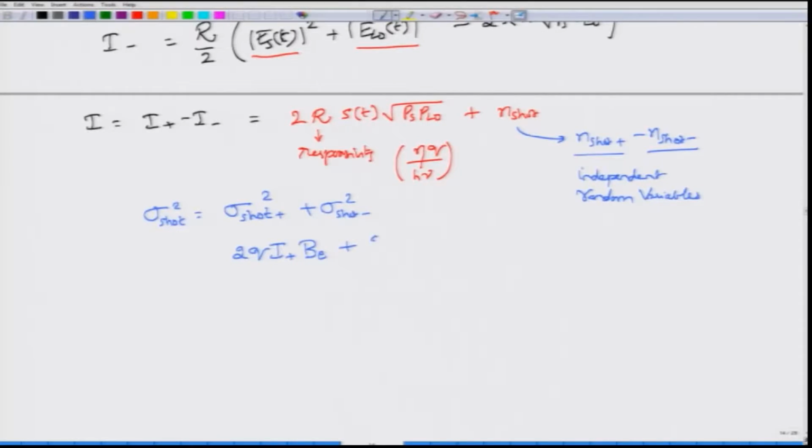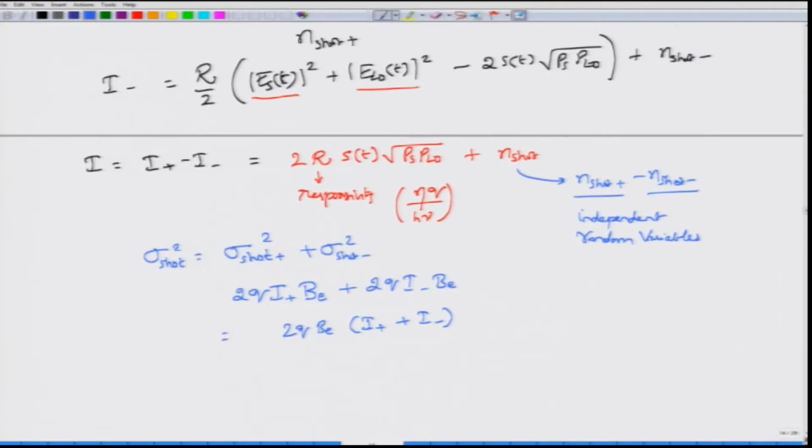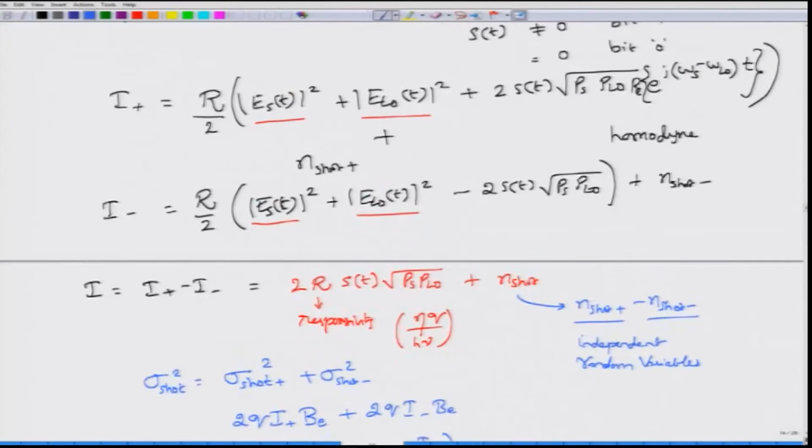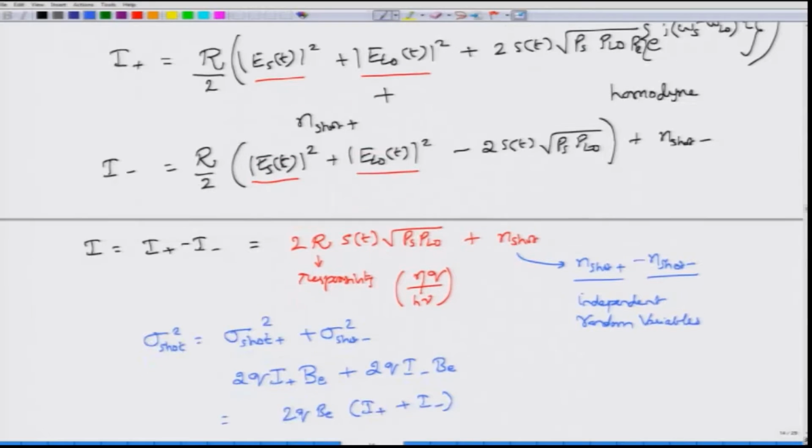Similarly, shot noise minus will also be equal to 2q I minus, I minus being the photocurrent that you are going to see in the other branch of the coherent receiver. So you can write that down, you get 2q I minus BE. You can factorize all these components out and you get I plus plus I minus. Now look at this, here you have I plus and to that you are adding I minus, right.